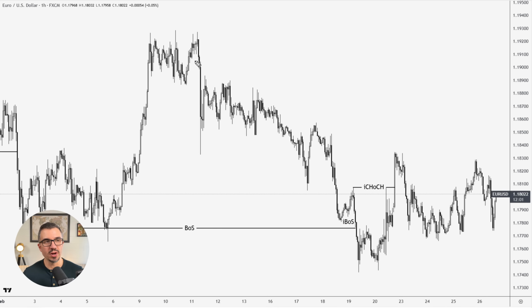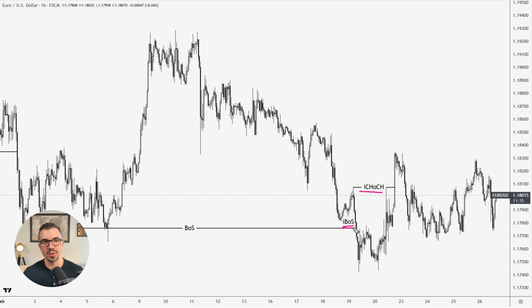So what you'll notice here is that we have this low down here, and we have this high. Now, everything between here are going to be internal highs and lows. So we have internal low, internal high, internal low, internal high, internal low, internal high. You get the idea, right? So when you're labeling your charts to trade SMC, what I want you to do is start labeling everything internal with an I BOS, or an I change of character.